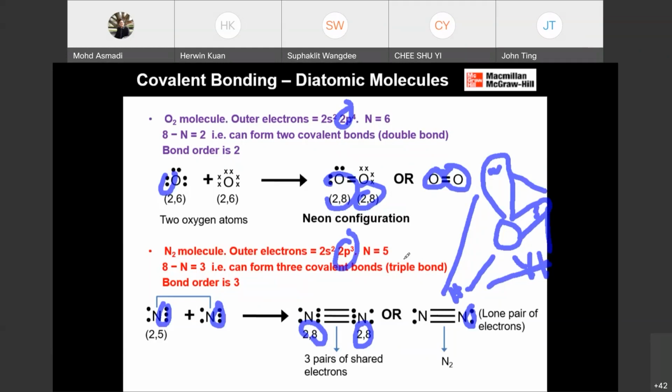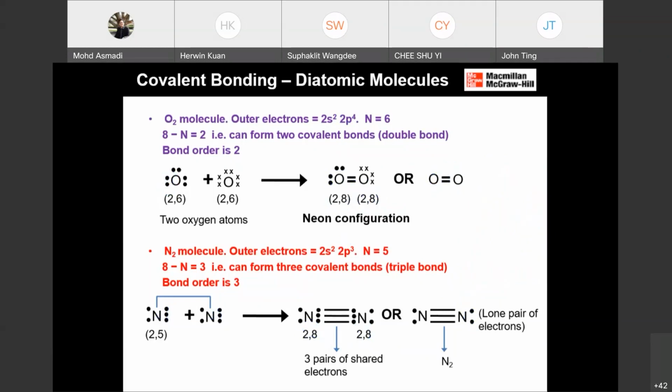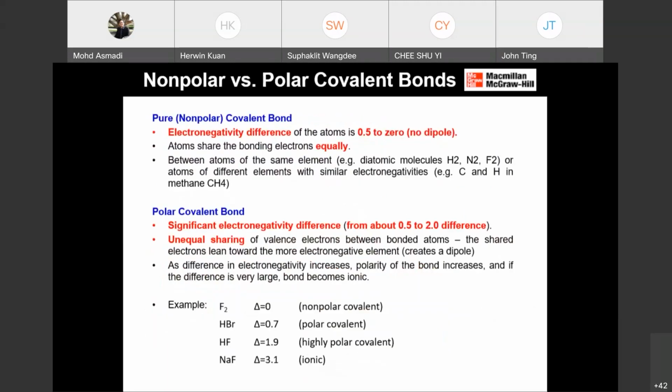Okay, so let's see the non-polar versus polar covalent bonds. Okay, we can know whether the element can form ionic bondings, polar or non-polar covalent bondings. Look at here, for pure non-polar covalent bondings, the electronegativity difference is 0.5 or 0, no dipole, meaning like hydrogen, nitrogen, and fluorine, F2.